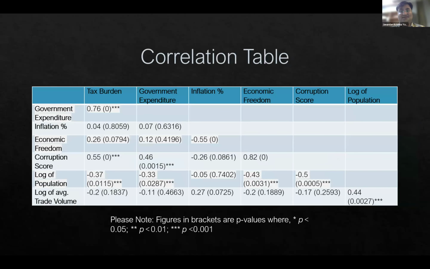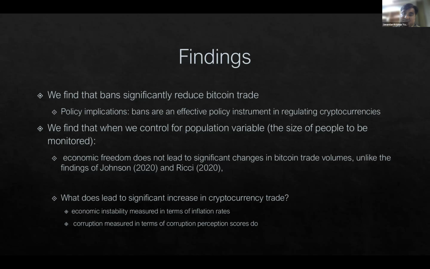We also find that when we control for the population variable, that is the size of population which is monitored, economic freedom does not lead to any kind of change in Bitcoin trade volume. This is counterintuitive and counters the finding by Johnson in 2020 and Ricky in 2020, which suggests that variables like economic freedom lead to changes in Bitcoin trading volume. So we find a counter finding to what was previously suggested in the literature.